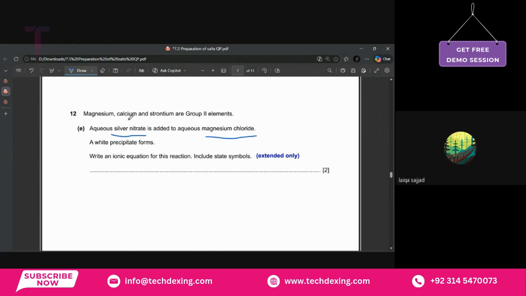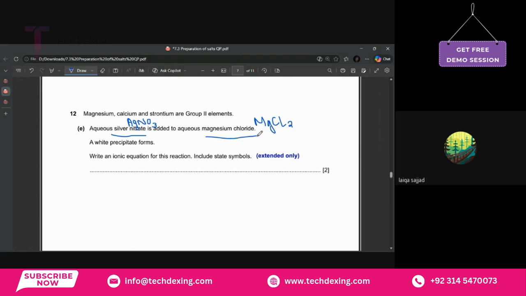For silver nitrate, it's Ag for silver, and how do we write nitrate? What's the formula? It's NO3. Okay. Silver nitrate is AgNO3. And what about magnesium chloride? MgCl2. Yes, very good. It's MgCl2.